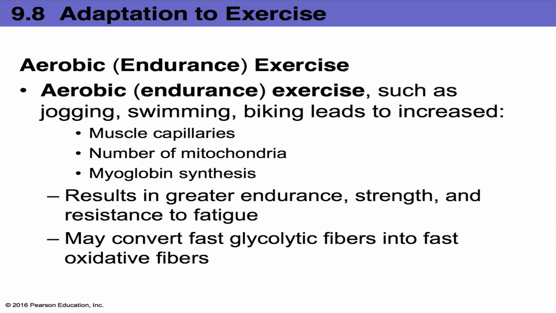Now, in aerobic exercise or endurance exercise like jogging, swimming, or biking, these types of exercise lead to increased muscle capillaries, an increase in the number of mitochondria, as well as myoglobin synthesis. Now, you have to understand why this is the case. In these athletes, now remember, these are trained professionals. We're not just talking about the average person in this classroom who decides to start jogging tomorrow or for the next few days. Not going to happen.